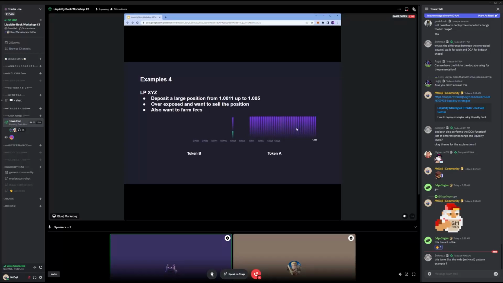My intention here is that if it hits 1.005, I've got rid of all of my token A for token B. I would have hopefully farmed some nice trading fees for doing so. And there you go, I've reduced my exposure to this token A, which maybe I have more of elsewhere. This looks like the wide sell wall pattern, example 4. Yes, this is similar to a sell wall.